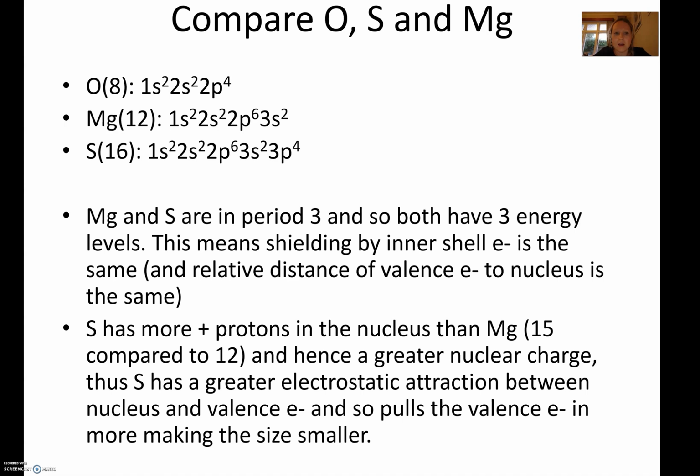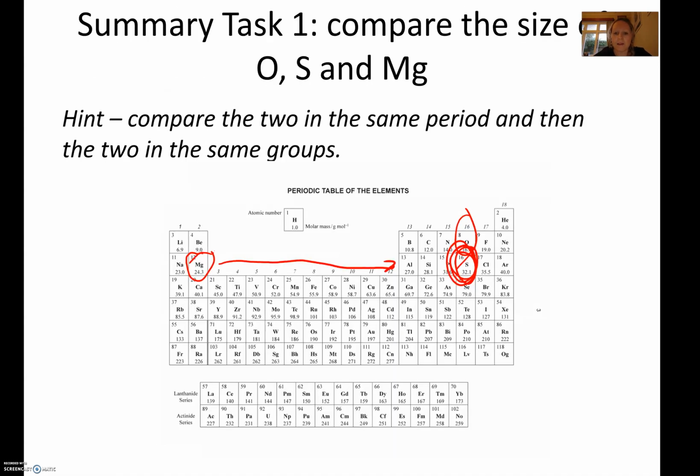Okay, perfect. So now that's part of the answer, and now we know magnesium is going to be bigger than sulfur. Oops, I've got that round the wrong way. Oh no, I haven't. There you go. So then we've got to do oxygen and sulfur.